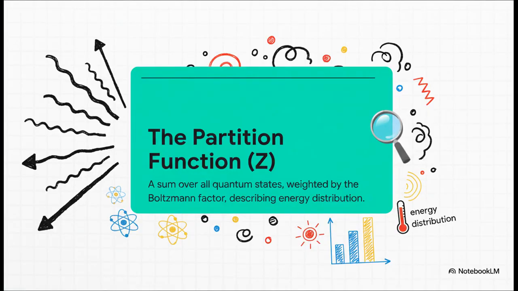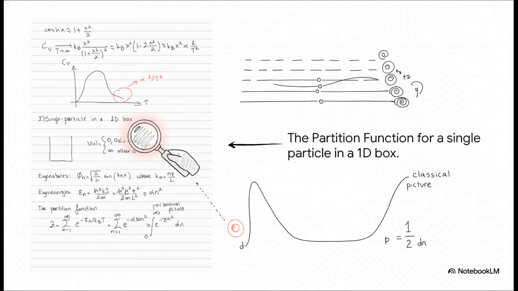Well, it's just a single number that basically packs in all the statistical info about your system at a certain temperature. It's a sum over all the possible energy states, and each state is weighted by this thing called the Boltzmann factor. That factor just makes high-energy states less probable, which makes sense. So Z is really just a super compact way of describing how all the energy is likely to be shared or partitioned.